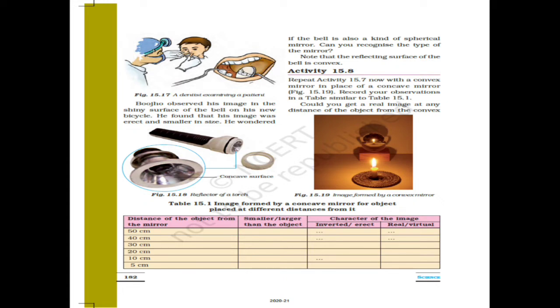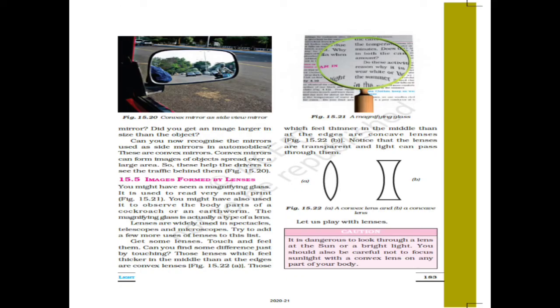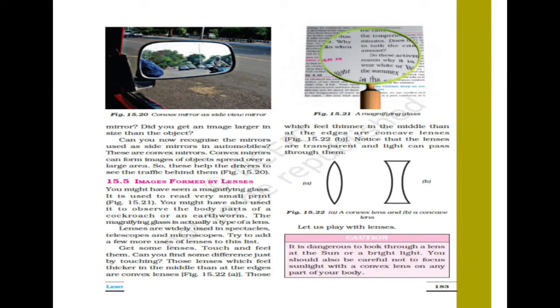Could you get a real image at any distance of the object from the convex mirror? Did you get an image larger in size than the object? Can you now recognize the mirrors used as side mirrors in automobiles? Now when you observe the image in the mirror, you can see that in a convex mirror the image formed is erect but it is smaller in size.